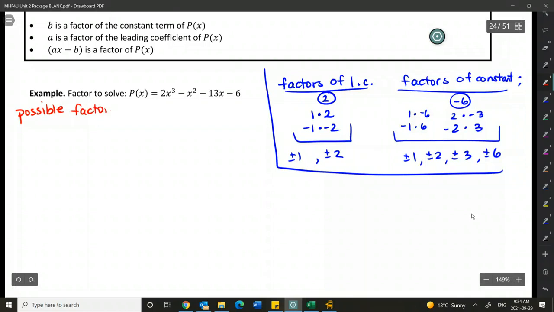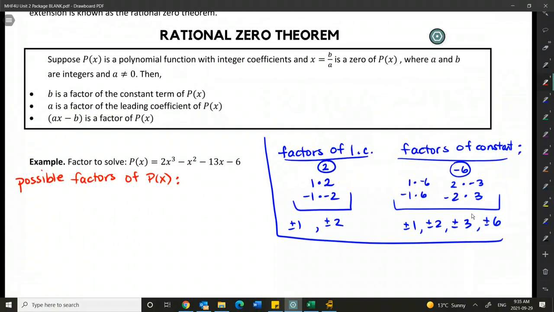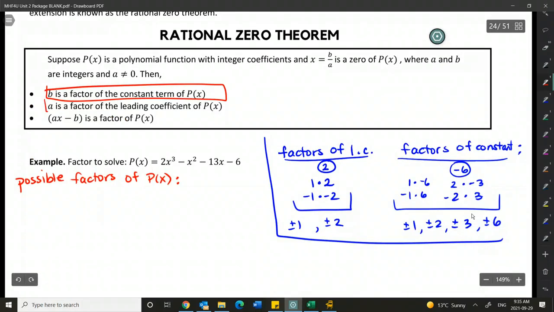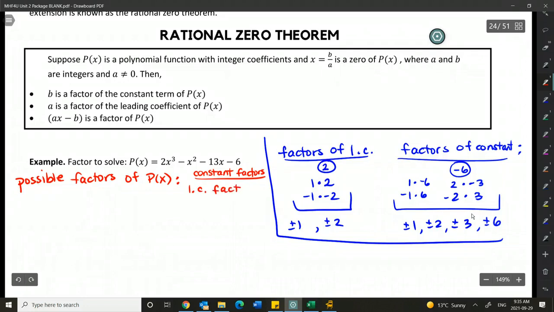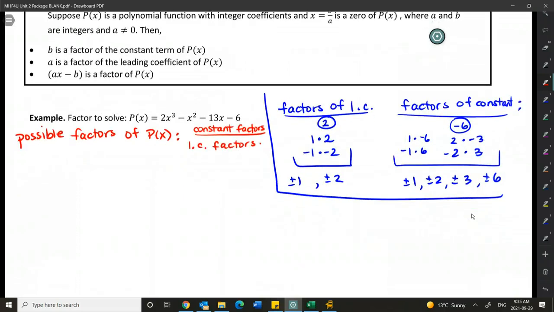So possible factors of p of x will be generated by doing all possible combinations of the constant term factors over the leading coefficient term factors to get something in the form of b over a. So constant factors over leading coefficient factors. I'm just going to use LC for leading coefficient. All right, so how does this work? So basically, I'm going to take each of these, and then I'm going to put them over each of these.